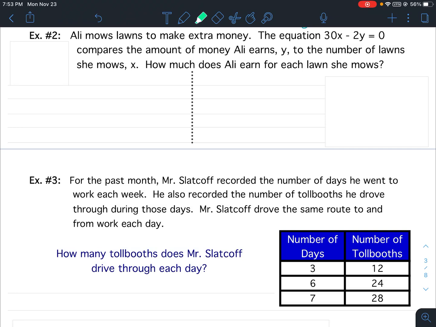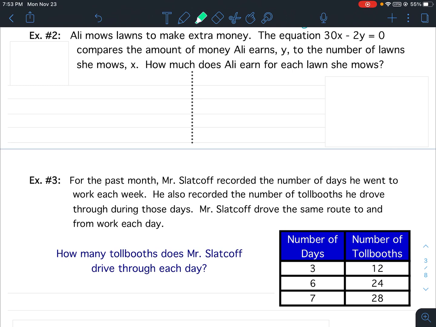Proportional relationships, lesson 6 notes. Example number 2. Allie mows lawns to make extra money. The equation 30x minus 2y equals 0 compares the amount of money Allie earns, y, to the number of lawns she mows, x. How much does Allie earn for each lawn she mows? So y is the total amount of money she makes, and x is the number of lawns she mows.